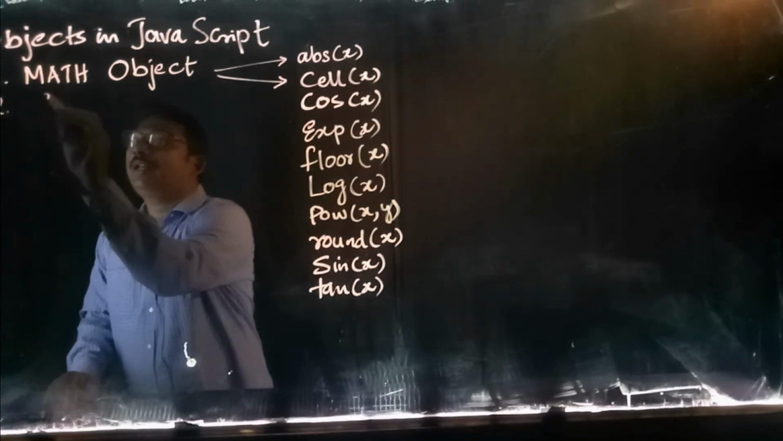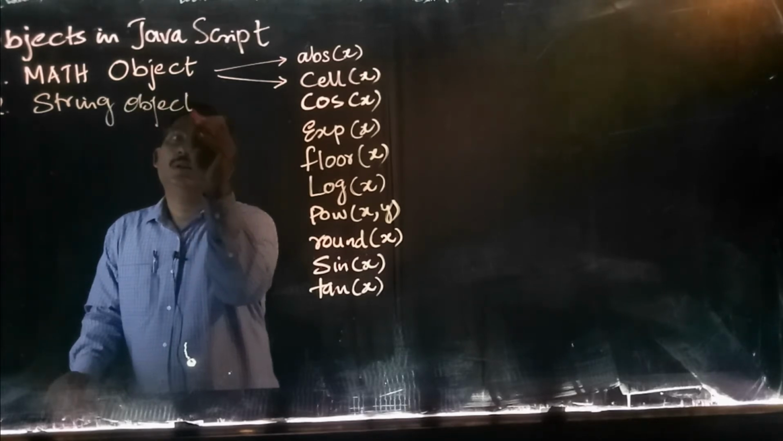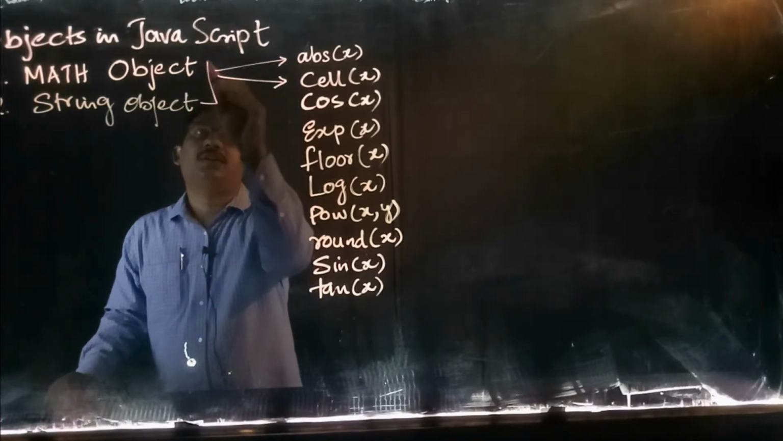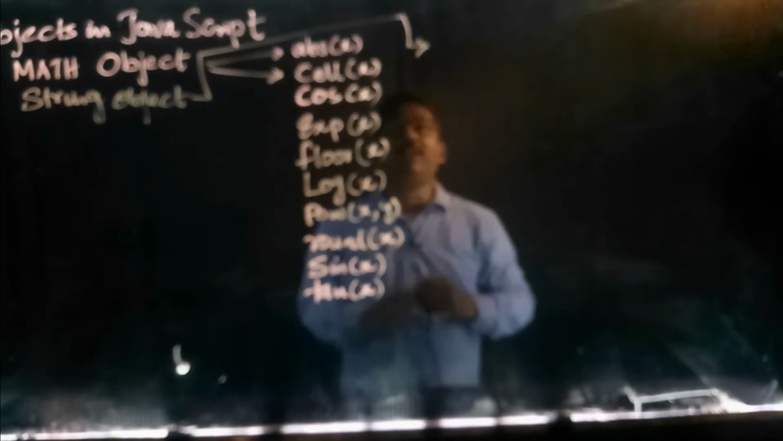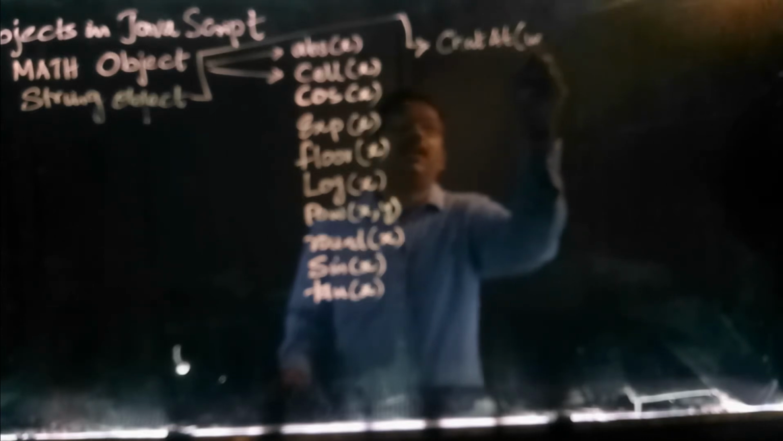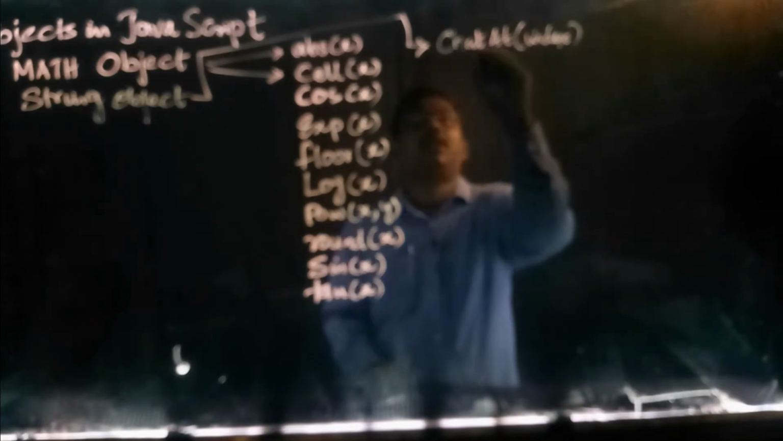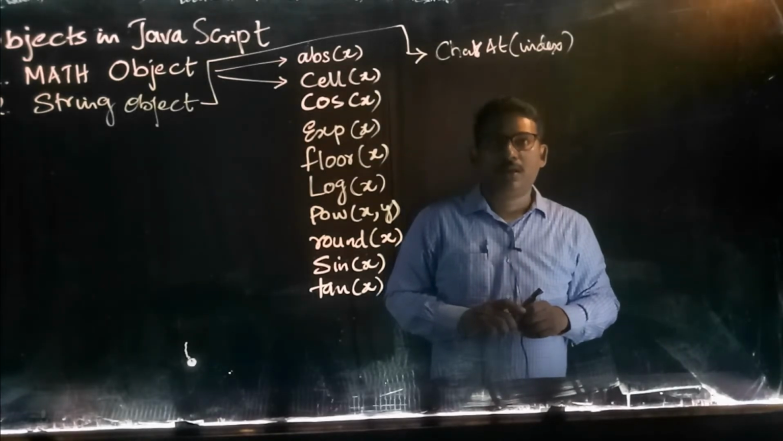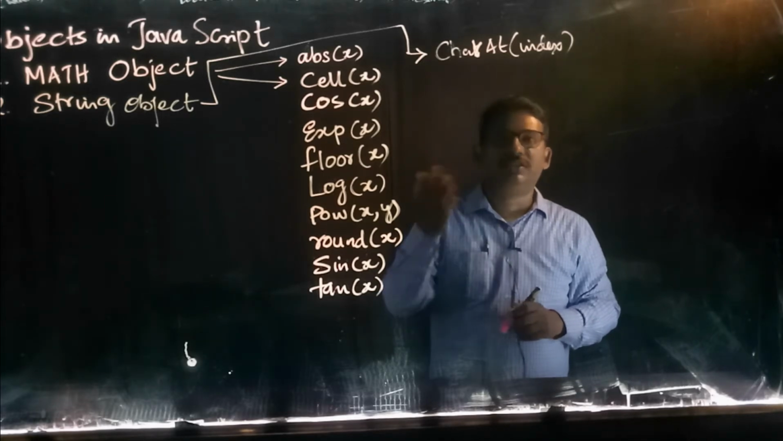So after completing the math functions, the next is the string object. Next is the string object. We will discuss the different string objects. The first one is charAt, char at index. The index value will start with 0, and based on the character, the index value will be 0.